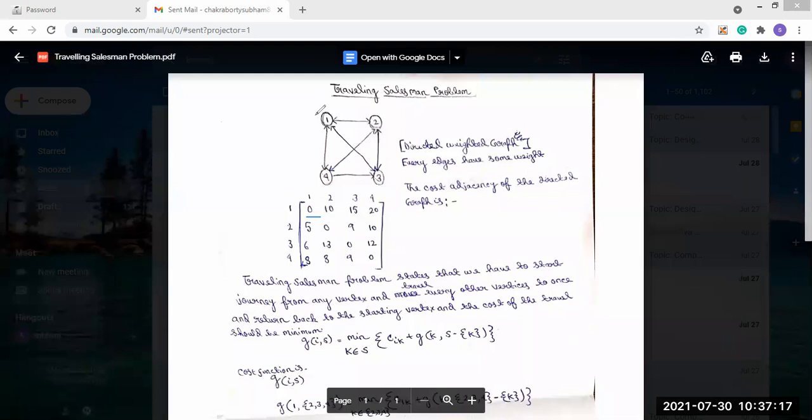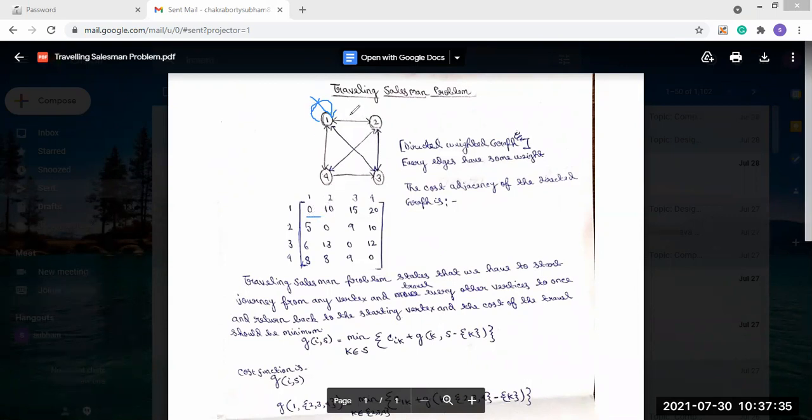From 1 to 1, the value is given as 0. That means there is no self loop present in the graph. So that's why it is given as the value 0, because from 1 to 1 there is no path.